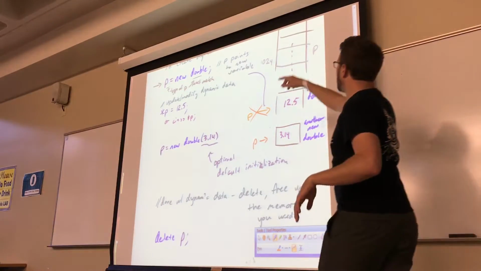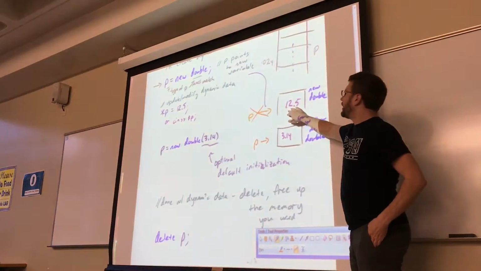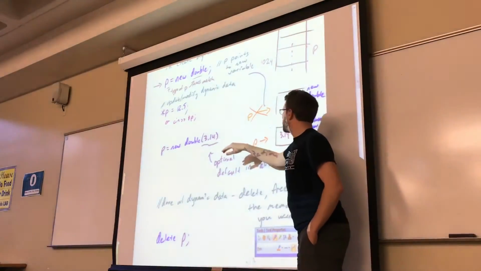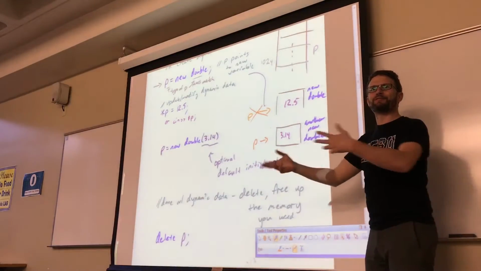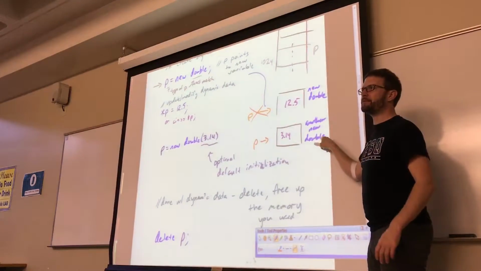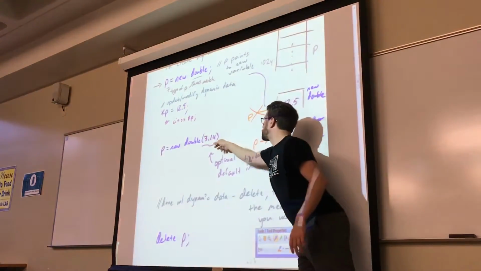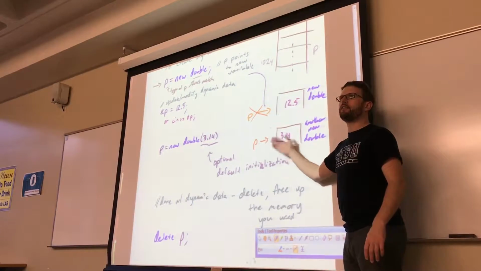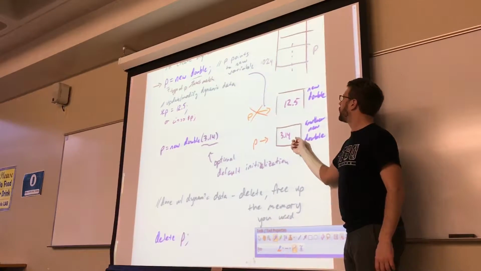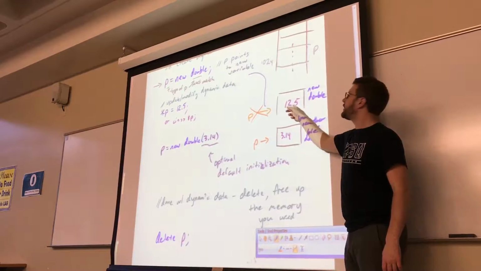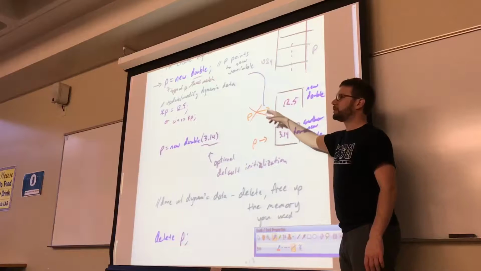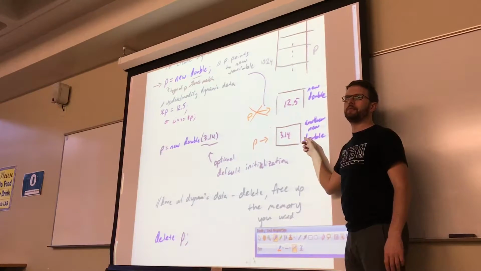You said P equals new double and you did some stuff with it. And then you said, oh, P equals new double again. And what happens? The operating system goes and finds you new memory, another new double. You get to initialize it to whatever you want, and that's great. And all this is fine. What's the problem with this? What happens to this memory when the pointer goes and points to the new memory?